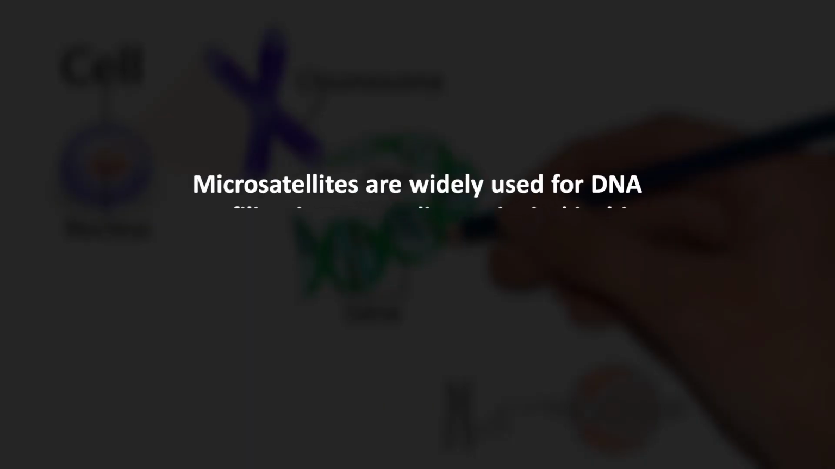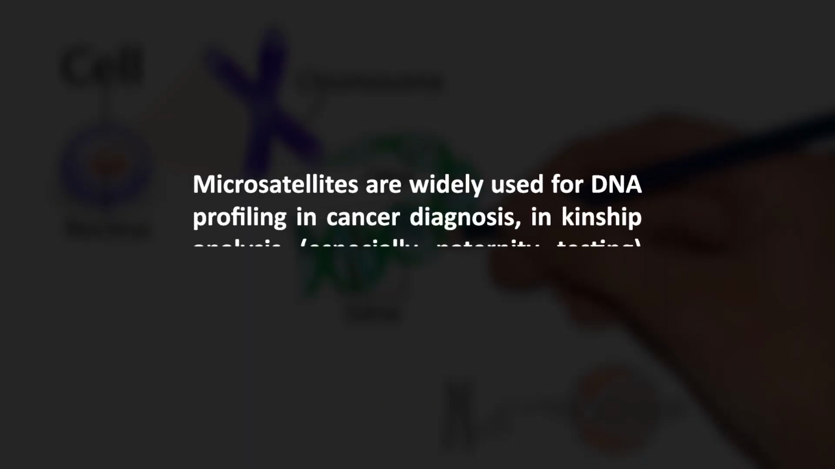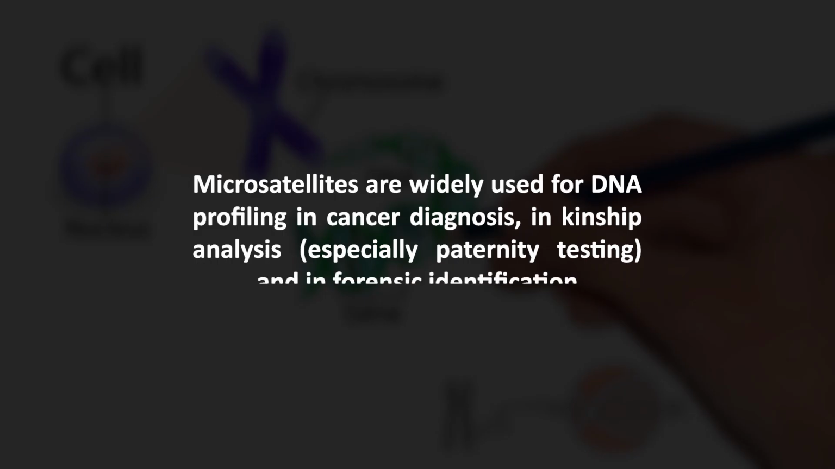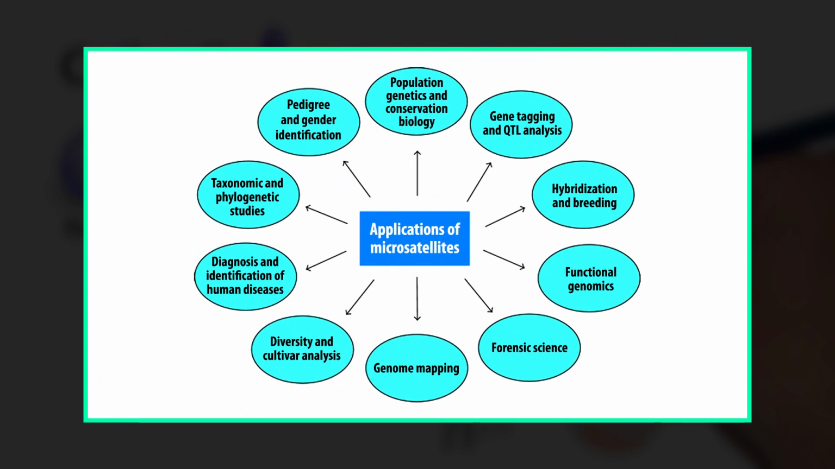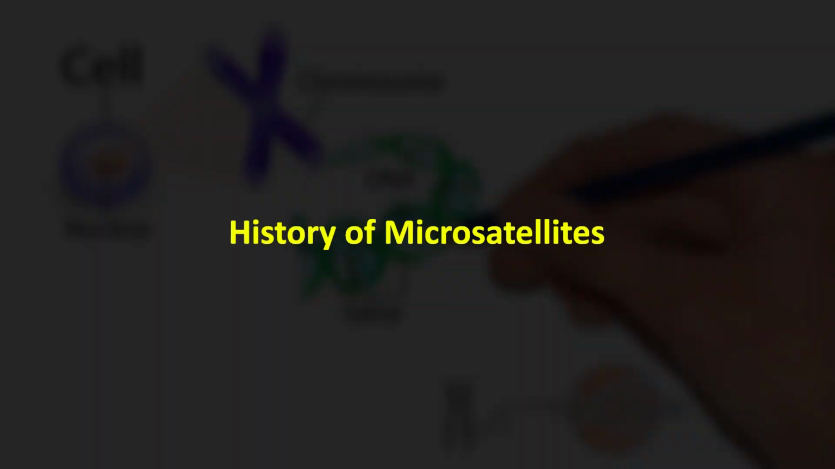They are widely used for DNA profiling in cancer diagnosis, in kinship analysis, especially paternity testing, and in forensic identification. They are also used in genetic linkage analysis to locate a gene or a mutation responsible for a given trait or disease. Microsatellites are also used in population genetics to measure levels of relatedness between subspecies, groups, and individuals. Dear students, let's now discuss the history of microsatellites.